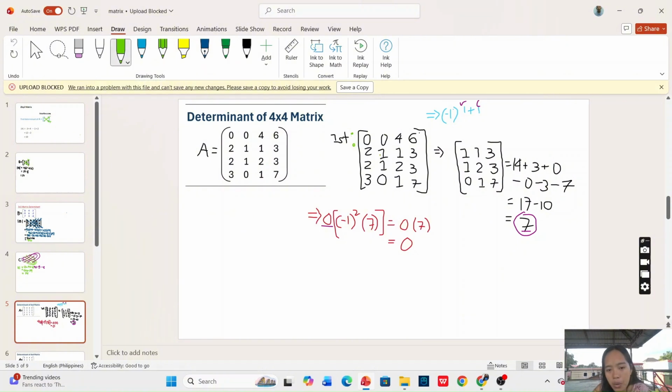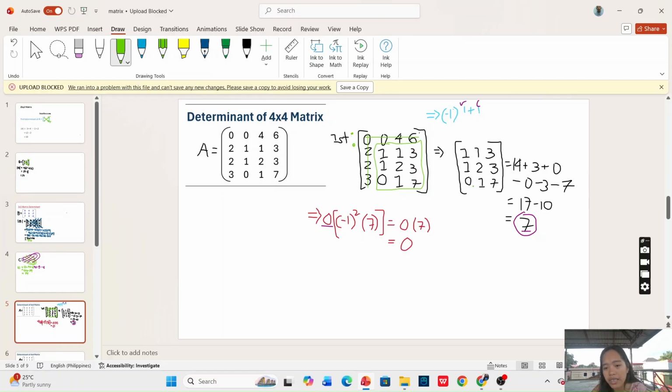So this is our first leading term. Then we cover the first column and the first row. As you can see, the remaining numbers are what we're going to write there. So now we have 1, 1, 3, 1, 2, 3, 0, 1, 7. Now we will solve this matrix, same as the 3 by 3 and 2 by 2 process.